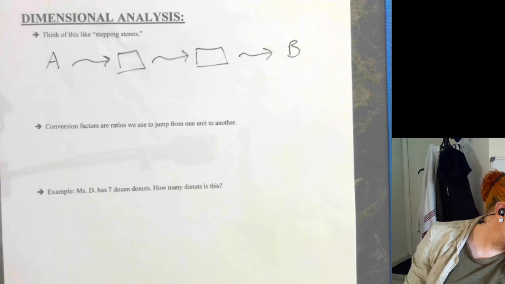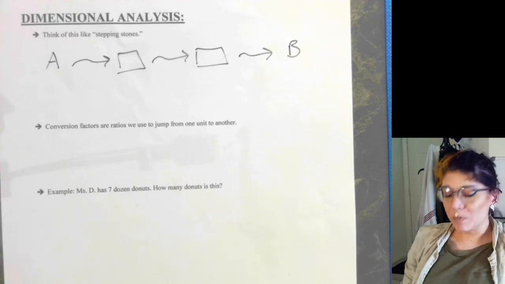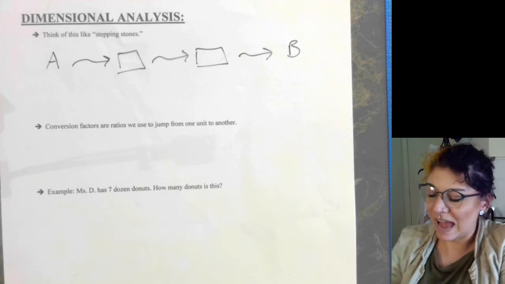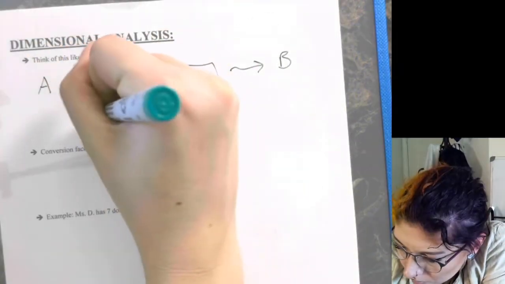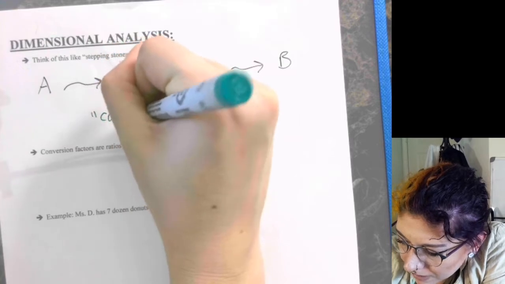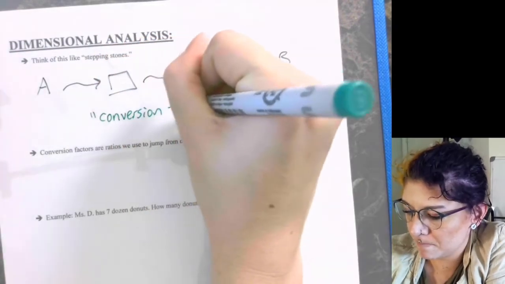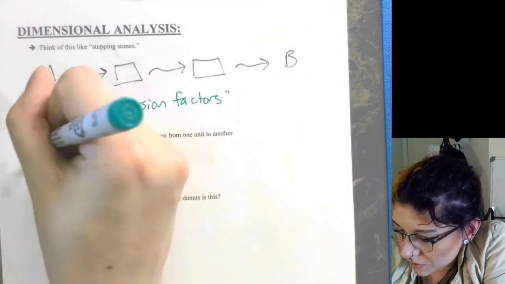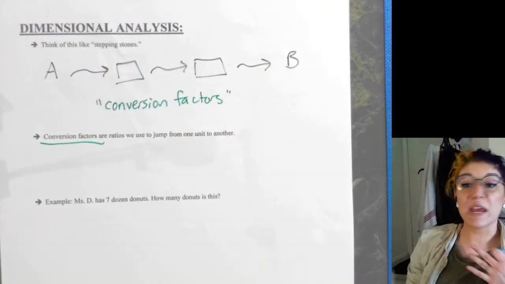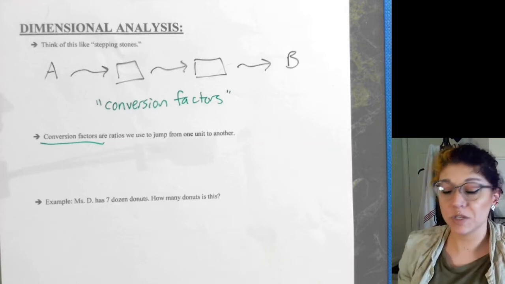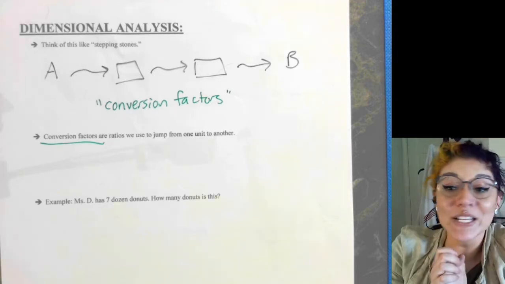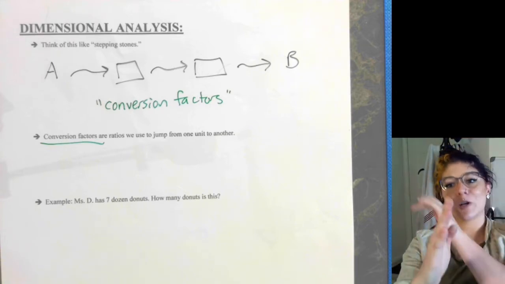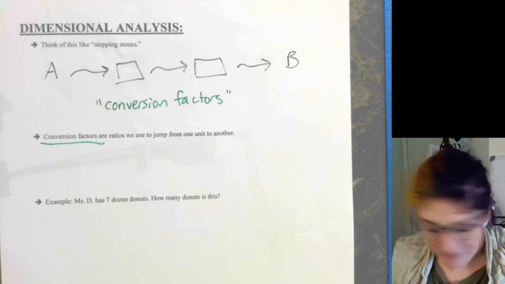Okay? And we can think of these steps as conversion factors. And these conversion factors, again, are just ratios that we use to jump from one unit to another. That's all dimensional analysis, right? Just converting.